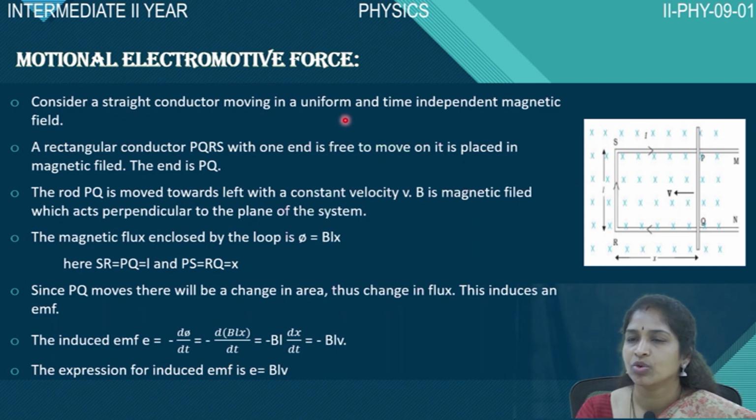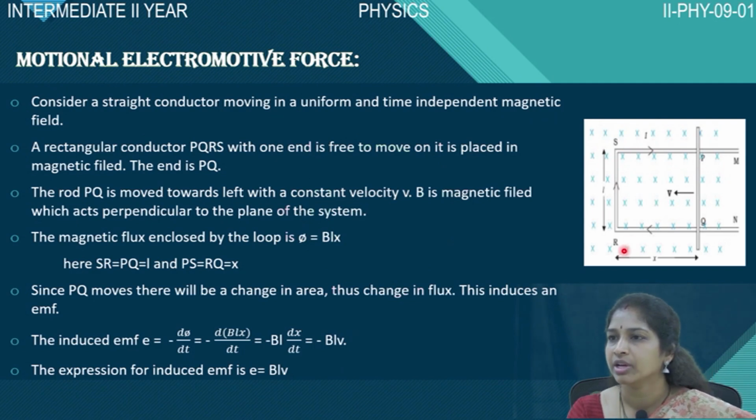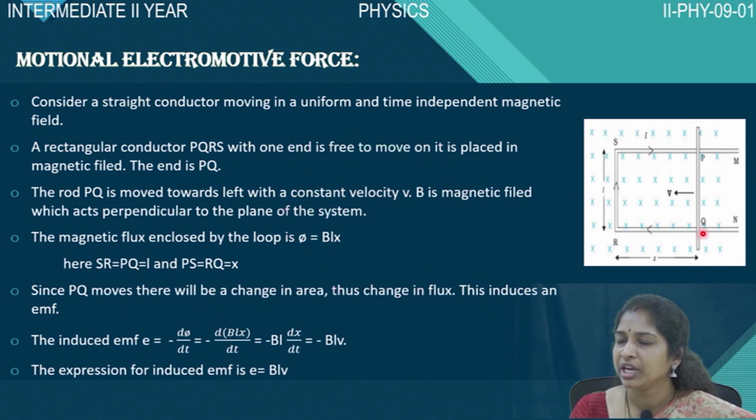Electromotive force. So what is this motional electromotive force? That is, what is the expression for induced EMF? In this diagram, we can see that there is a straight conductor that is moving in a uniform and time-independent magnetic field. The crosses represent the magnetic field. Inside the magnetic field, a rectangular conductor PQRS is placed. You can see a rectangular conductor here.